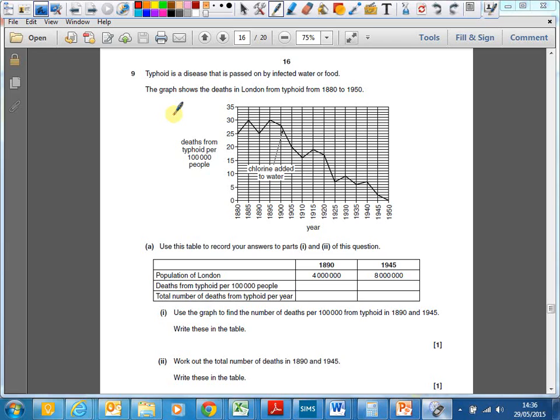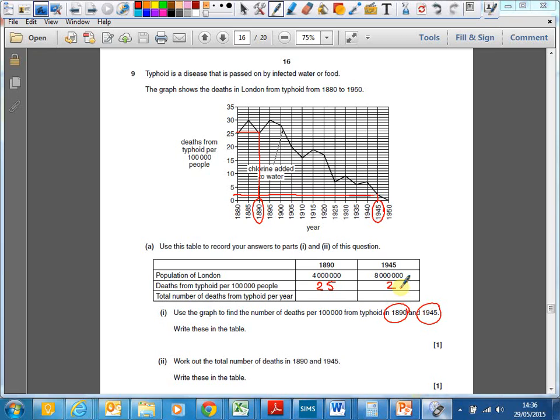So we've got 1890 and 1945 on the graph. So here we need to read up and across, and it's 25. And here we need to read up, across, and it's 2.